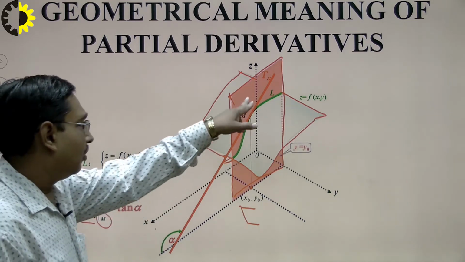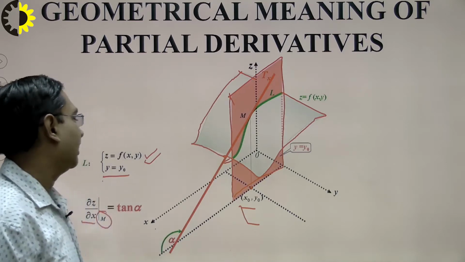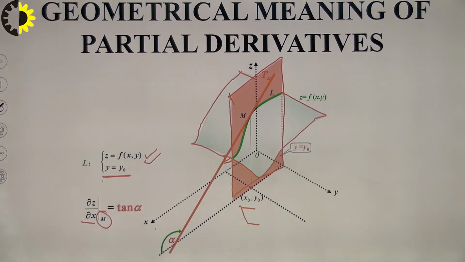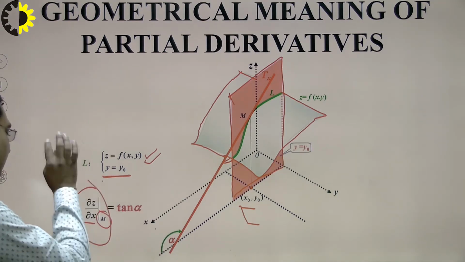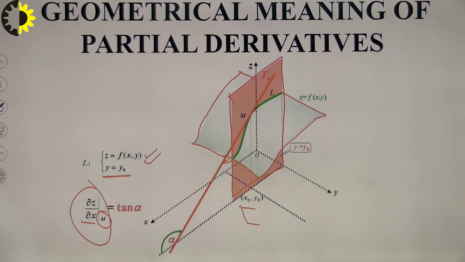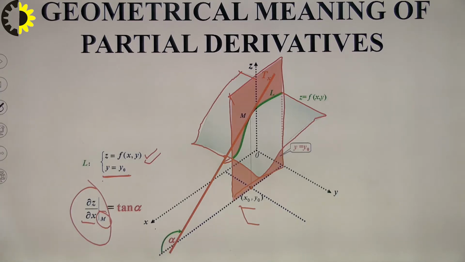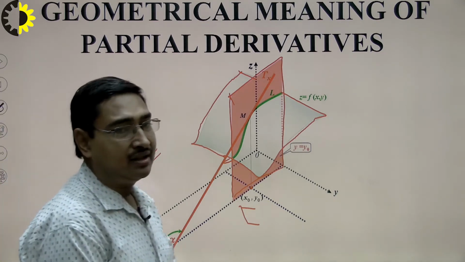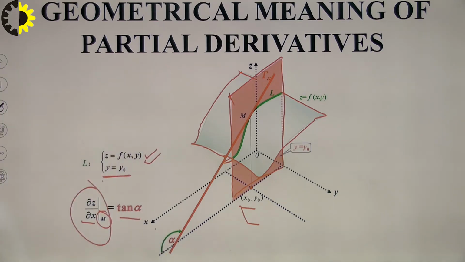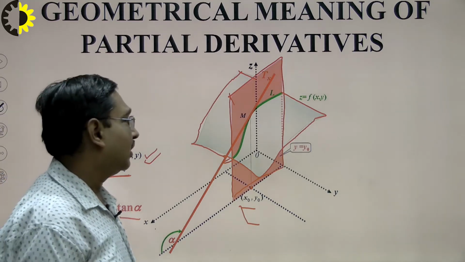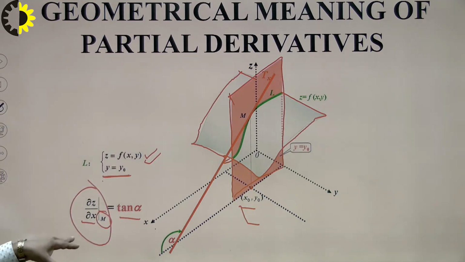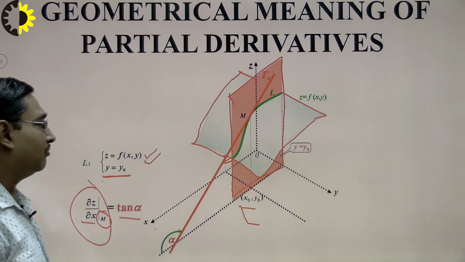If I draw a tangent at this curve lying in this plane y equal to y naught, then the slope of this tangent is given by this partial derivative del z over del x. If this tangent makes an angle alpha with the positive direction of x axis, then this partial derivative will be tan alpha, that is, the slope of the tangent. Thus we have seen that if we calculate the partial derivative of a function with respect to x, then it gives the slope of the tangent from x direction.